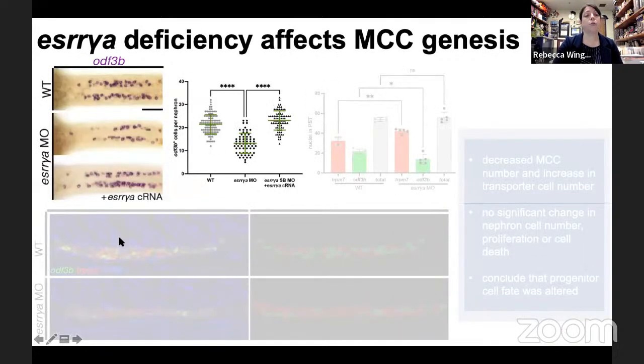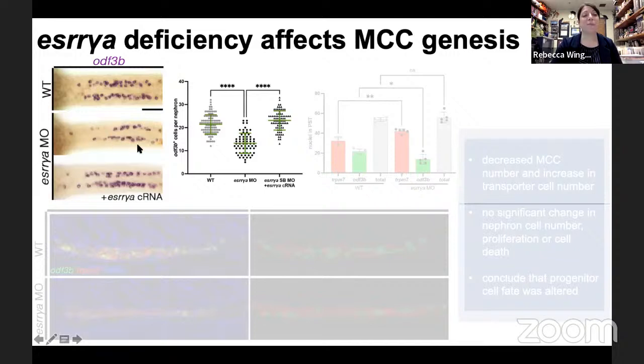And to do this, part of her approach was to look by whole mount in situ hybridization at unique markers, so unique genes that are expressed in the multiciliated cells. And when she knocks down estrogen-related receptor gamma A, there's a significant decrease in the number of those multiciliated cells. You see many fewer cells here in the proximal region of the nephron, and they are rescued by the restoration of normal transcripts to the animal. And the quantifications, in this case, I have them shown here.